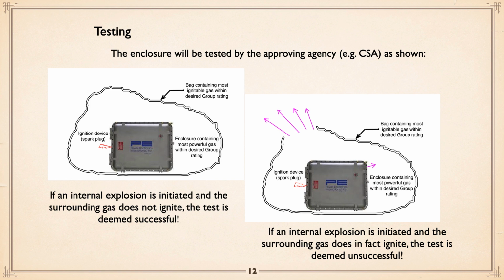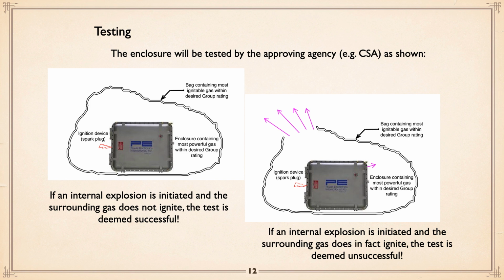Testing. This is how CSA does it. It's kind of interesting. They will take a gas within a group, the most ignitable gas, and the enclosure will be put inside a bag, and the bag filled with the most ignitable gas. The enclosure will have been filled with the most powerful gas within the desired group. Then they have a spark plug device attached within the enclosure. When they trigger the spark, the question is, will the bag blow up or not? If it works properly, there'll be an explosion within that enclosure.